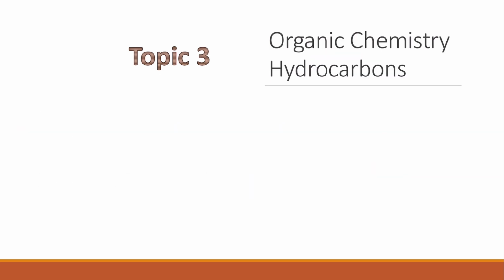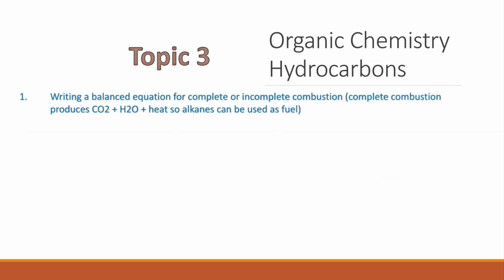Organic chemistry, hydrocarbons. You should be able to write a balanced equation for complete or incomplete combustion. Remember that complete combustion will produce carbon dioxide and water, and also there will be heat, so alkanes can be used as fuel. You should know the general formula for alkanes, which is CnH2n+2.